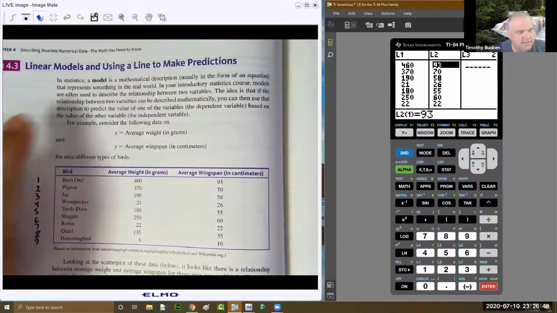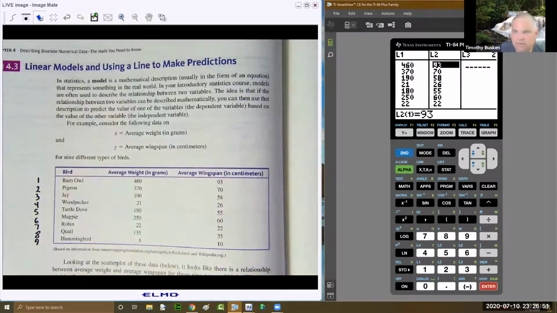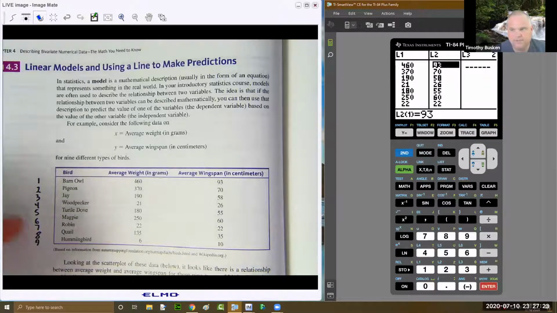In statistics, a model is a mathematical description, usually in the form of an equation, that represents something in the real world. In your introductory stats course, models are often used to describe the relationship between two variables. The idea is that if the relationship between two variables can be described mathematically, you can then use that description to predict the value of one of the variables, usually the dependent variable, based on the value of the other variable, the independent variable. So for example, we have a data set here of 9 observations.